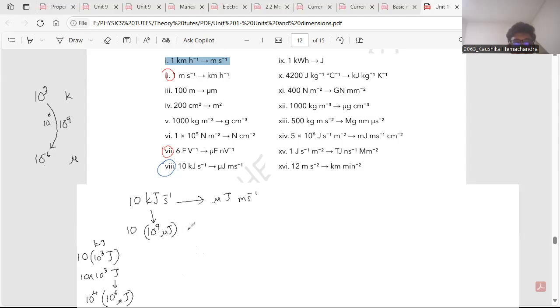Per second to per millisecond. 1 second is 10 to the power 3 milliseconds, so the power is 10 to the power minus 1. Now simplify. 10 into 10 to the power 9 is 10 to the power 10 microjoules, into 10 to the power 3 into minus 1 is 10 to the power minus 3 per millisecond. So 10 to the power 10 minus 3, 10 to the power 7 microjoule per millisecond. Okay. 10 to the power 7 is the answer.